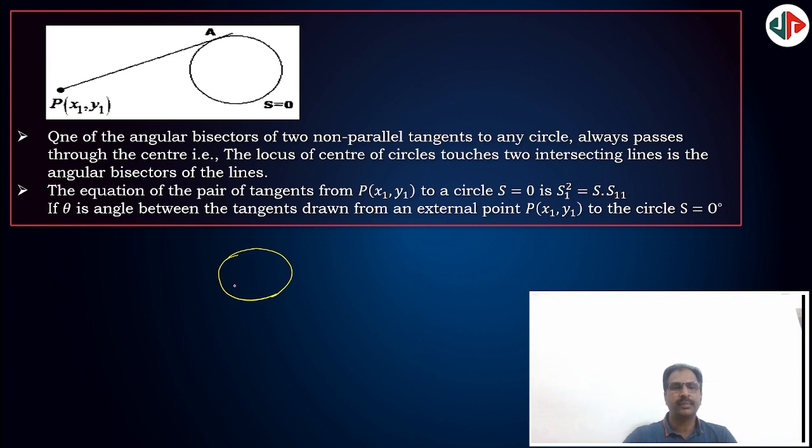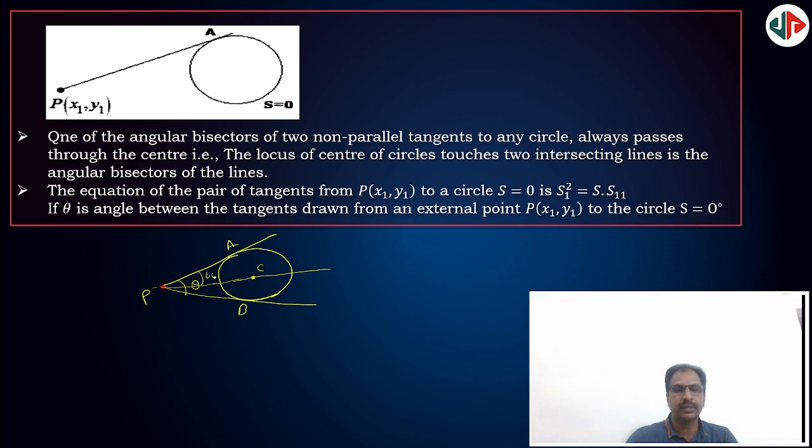One of the angle bisectors of two non-parallel tangents to any circle always passes through the center. What is the meaning of that? Let us say these are the two tangents, PA and PB. Angle bisector means, let us say theta be the angle between the tangents. Angle bisector means the line which divides this total angle into two equal parts, theta by 2, theta by 2. That always passes through the center of the circle. That is the meaning of this.